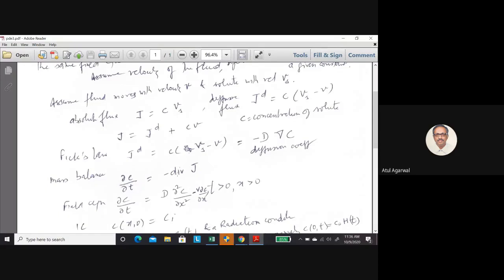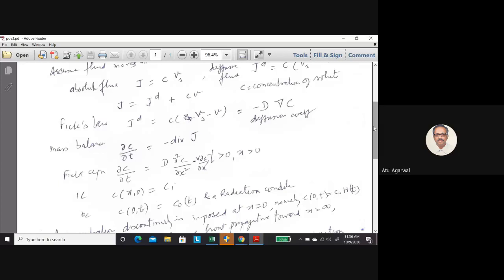I told you divergence of J means the outward flux of the solute. It represents the outward flux of the solute per unit volume. So this represents the time derivative of solute in that small volume. That will be given by minus divergence of J, because divergence of J implies net movement out of that volume. So you have to put a negative sign.